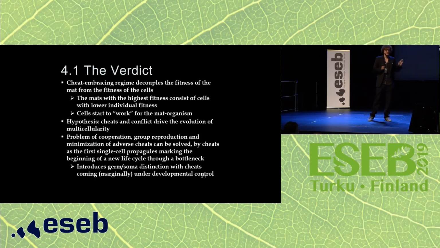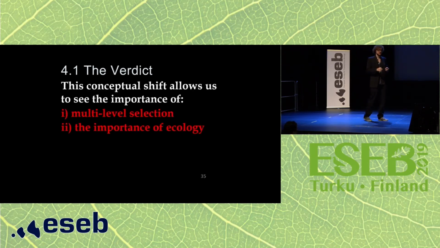The cheat-embracing regime decouples the fitness of the mat from the fitness of the cells. The mats with the highest fitness consist of cells with the lower individual fitness. Cells start to work for the mat organism. The hypothesis was that cheats and conflict drive the evolution of multicellularity, and we've gained empirical support for this. So the problem of cooperation, group reduction, minimization of adverse cheats can be solved by seeing cheats as the first single-cell propagule, marking the beginning of a new life cycle through a bottleneck. This reduces this distinction, and we have some sort of marginal developmental control. So the verdict is, we need a conceptual shift, and this allows us to see the importance of multi-level selection and the importance of ecology. Thank you.